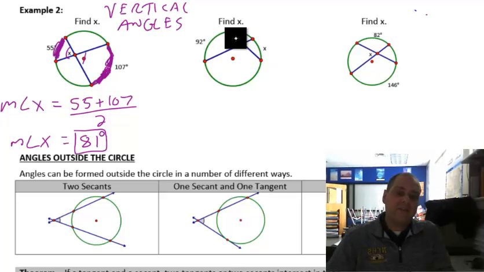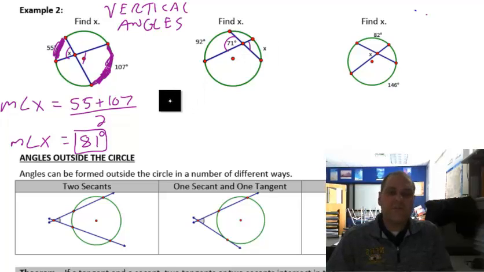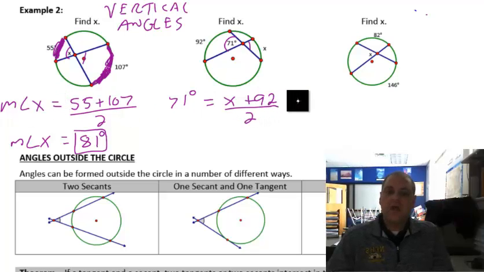Now here, they gave us the angle. They gave us the angle. We're trying to find the arc. Same formula though, right? So it'll be 71 degrees equals X plus 92 over 2. So same formula. But notice the difference now. They gave me the angle. I had to find the intercepted arc. I had to find one of the arcs. So I just put an X where the arc was, and I put the angle in the angle spot. Same formula. We know how to solve this.